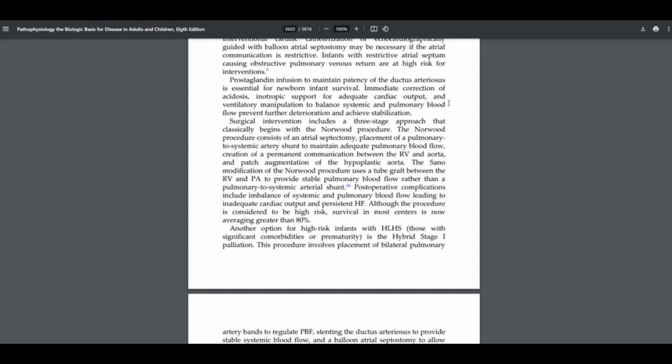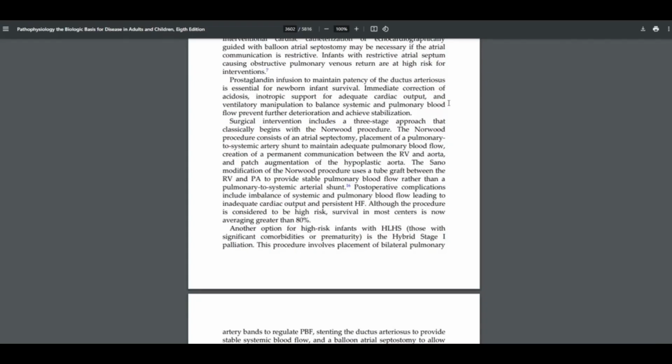Surgical intervention includes a three-stage approach that classically begins with the Norwood procedure. The Norwood procedure consists of an atrial septectomy, placement of a pulmonary to systemic artery shunt to maintain adequate pulmonary blood flow, creation of a permanent communication between the right ventricle and aorta, and patch augmentation of the hypoplastic aorta.